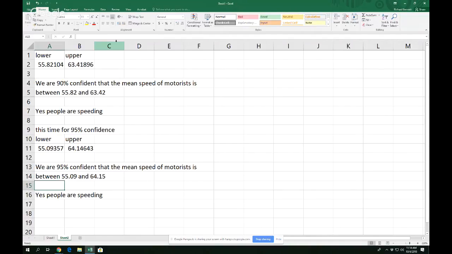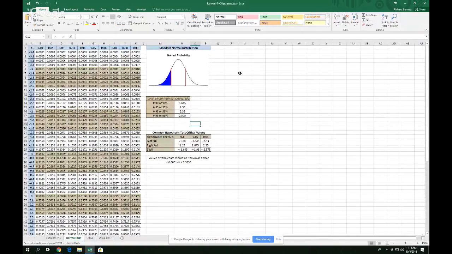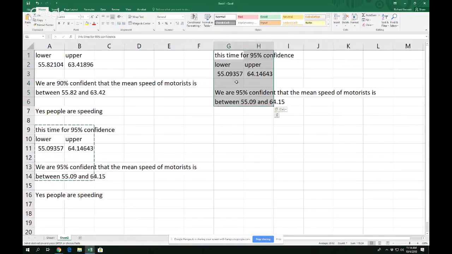All right, let's do this again, this time for 99% confidence. I'm going to do it over here. So now, what's my critical value? I've got to look at this page here. What's my critical value for 99% confidence, Brock? 2.575. It's that number right there. So now we're going to change this to 2.575 on the low side and 2.575 on the high side.